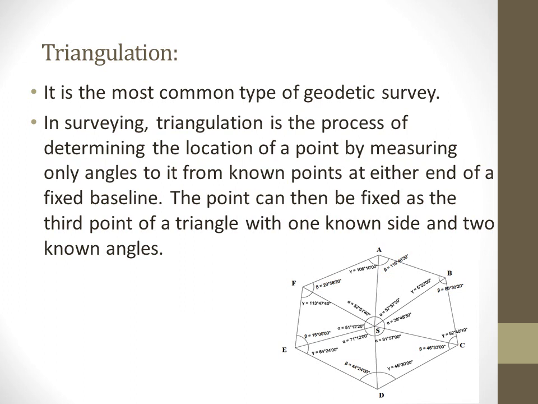Basically, triangulation is the process of determining the location of a point by measuring only angles to it from known points at either end of a fixed baseline. The points can then be fixed as the third point of a triangle with one known side and two known angles. And the diagrams are an example of triangulation.